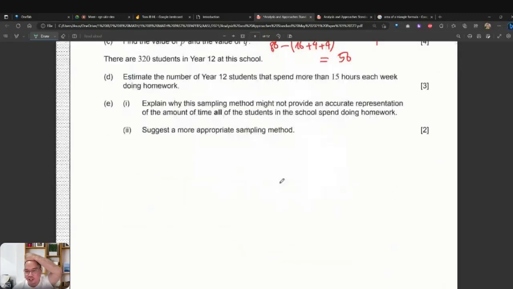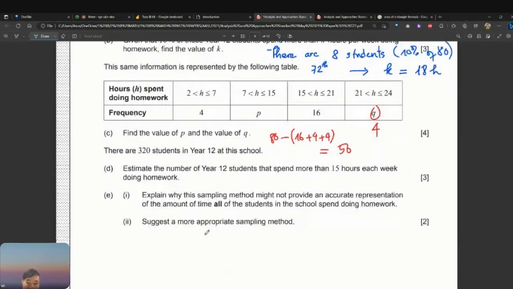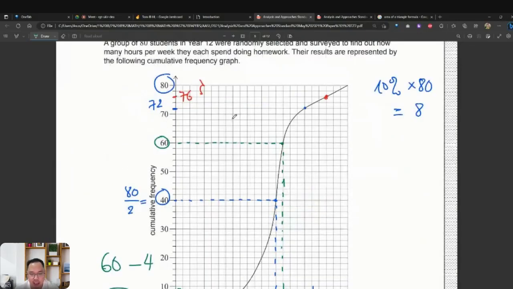According to this question, I would suggest other students spend about 2 hours a day doing homework. Just 2 hours doing physics every day. Question D: estimate the number of year 12 students that spend more than 15 hours each week doing homework. More than 15, so you just need to take the total number 80 and subtract 60 here. 20.